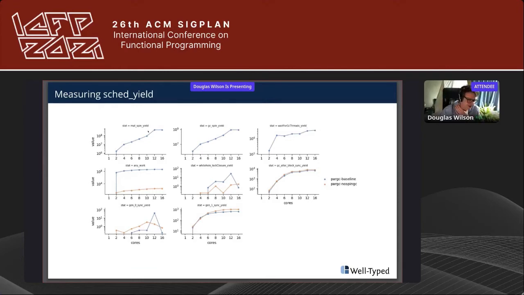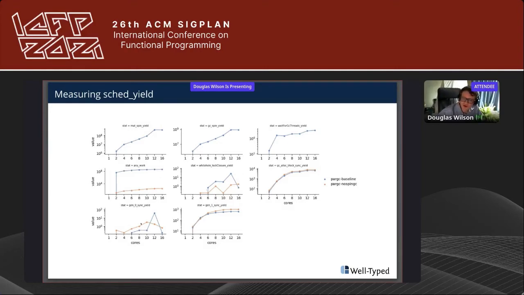There's no orange line here because we don't do this anymore. I guess we could be measuring how many times we're waiting on the condition variable, but we're not. That's why there's no orange line. Here we are measuring how many times we wait on the condition variable for any work. You can see it's on the order of 10,000, whereas before we were yielding 10 billion times.